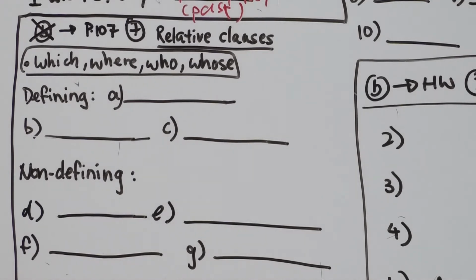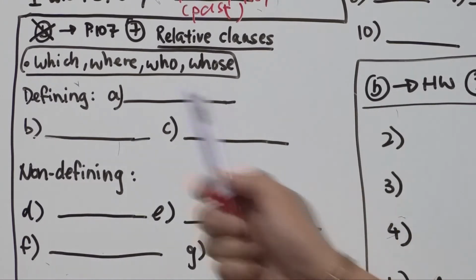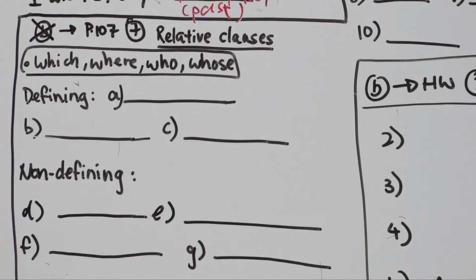Relative pronouns are where, right? Where for places. Which for things, what else? Who, how for what happened, right? Why, also for what happened or reason, right? Many kinds of relative clauses. For today, we are focusing on which, where, who, and whose.